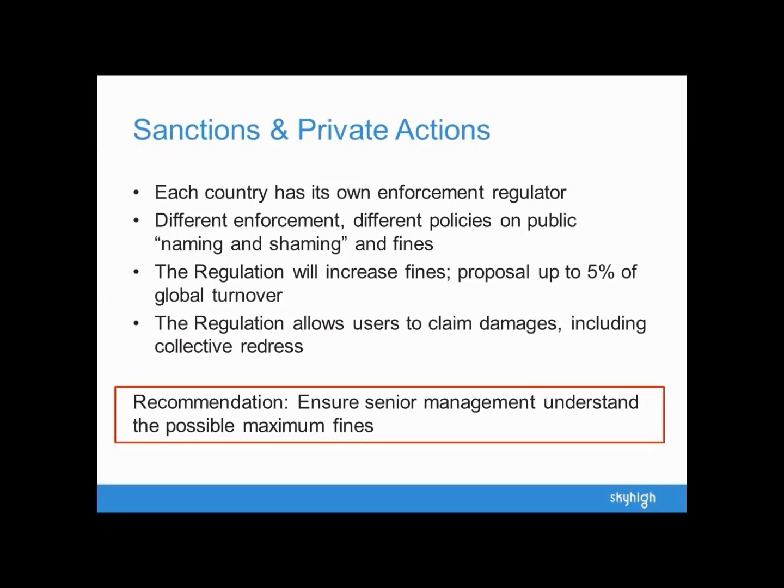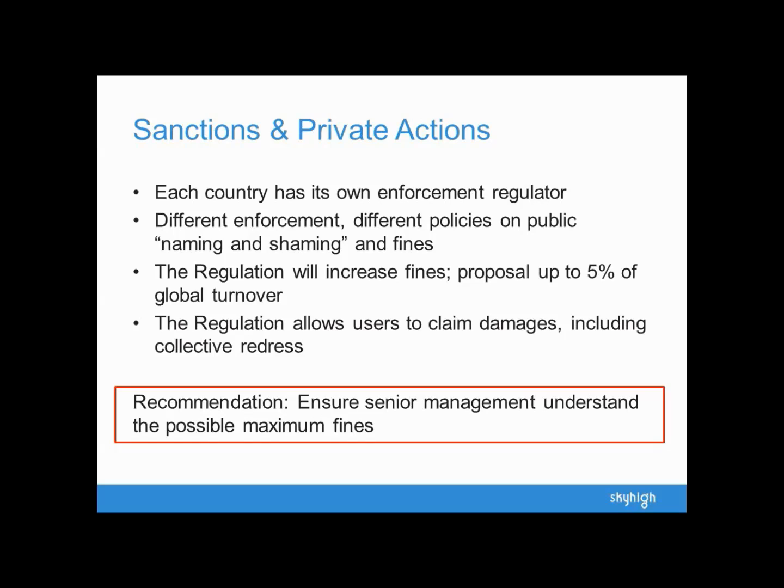And the regulation introduces an explicit rule about users being able to claim damages if their data is lost, including what's called collective redress, which is rather like a US class action lawsuit. So you really don't want to be dragged through the courts and have even more publicity and have to pay even more money out to the individual users whose data might be lost. But that's something that is definitely coming. So ensure, of course, senior management understand the possible maximum fines, the possible problems of getting things wrong. And I think we've got to remember that actually brand image can be negatively impacted greatly.